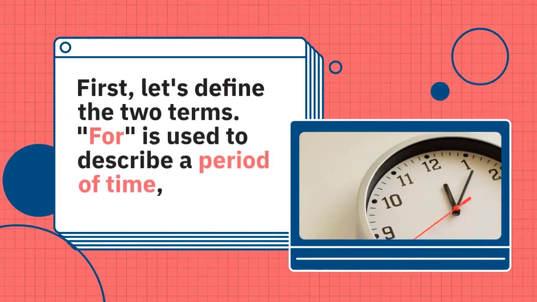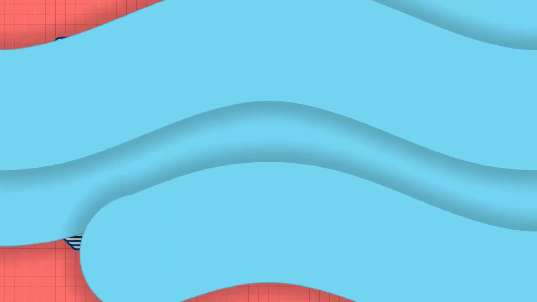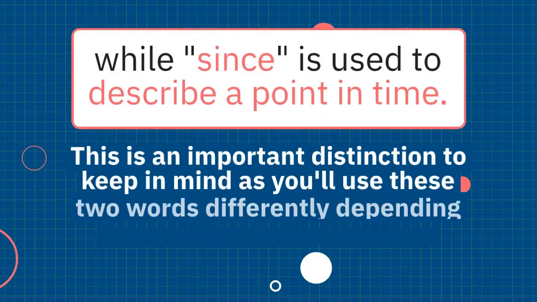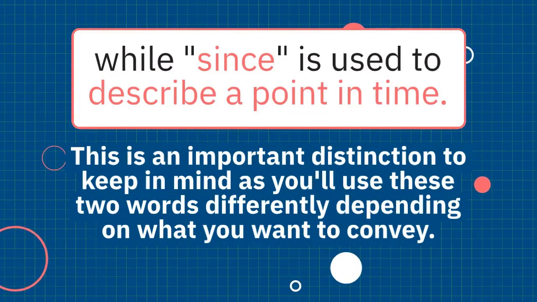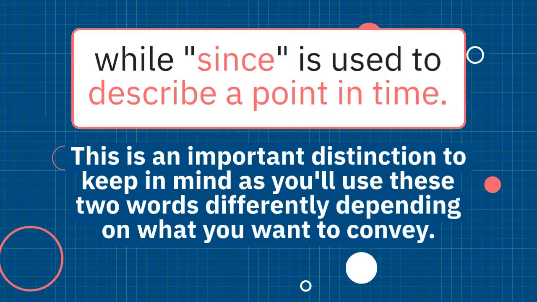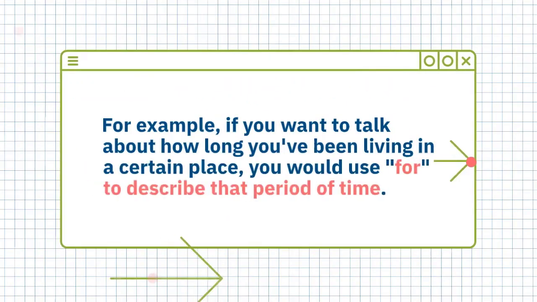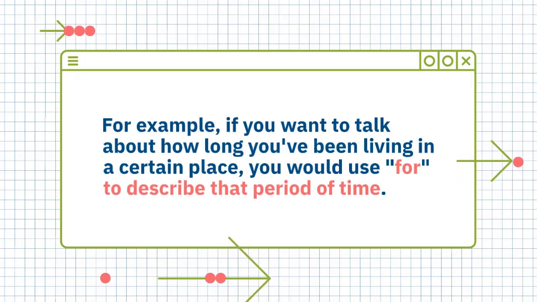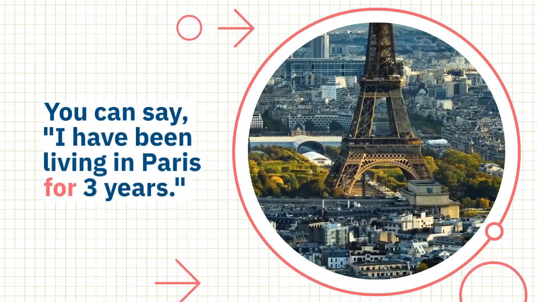First, let's define the two terms. For is used to describe a period of time, while since is used to describe a point in time. This is an important distinction to keep in mind as you'll use these two words differently depending on what you want to convey. For example, if you want to talk about how long you've been living in a certain place, you would use for to describe that period of time. You can say, I have been living in Paris for 3 years.